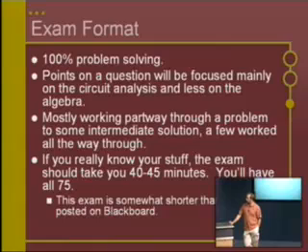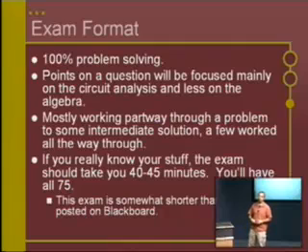Again, mostly working partway through a problem, and a solution would be something like: what is the equation at node 2? What is the equation around the loop? What is the open circuit voltage? That kind of stuff.